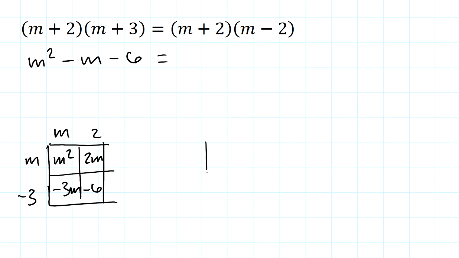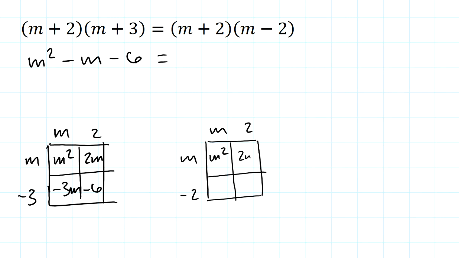On my right-hand side, if I do that, I do notice that my middle term drops out. So look at this. I've got an m and a plus 2 and an m and a minus 2. This gives me m squared, 2m, negative 2m, and then negative 4. So this negative 2m and positive 2m, right, combine to give me 0. So I end up getting over here m squared minus 4.